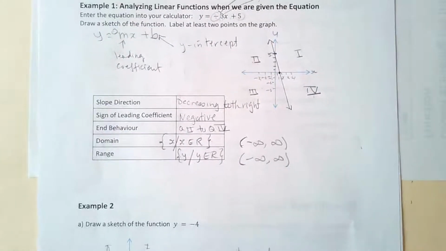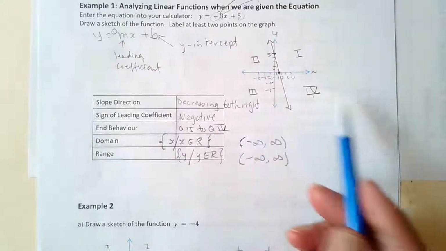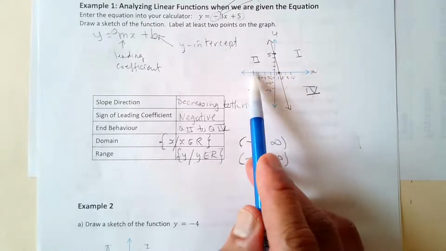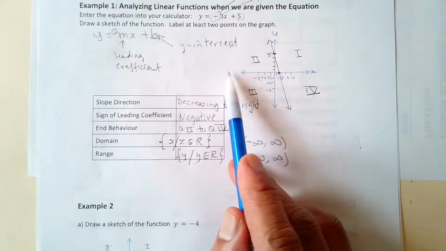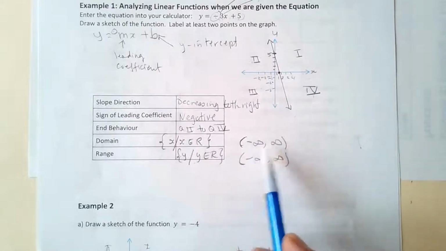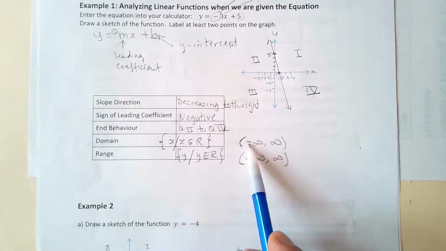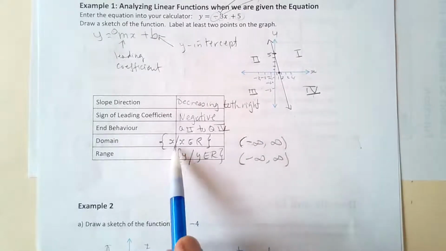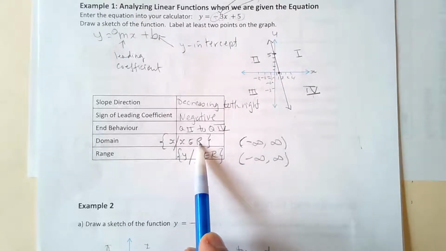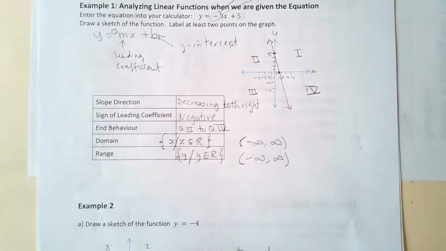The domain refers to the values on the x-axis where this graph is valid. And in this case here, this graph goes to the left to infinity and to the right to infinity. So we can say this graph is going from negative infinity to positive infinity, or you can write it this way: x such that x is an element of real numbers. So any real number will satisfy the domain.